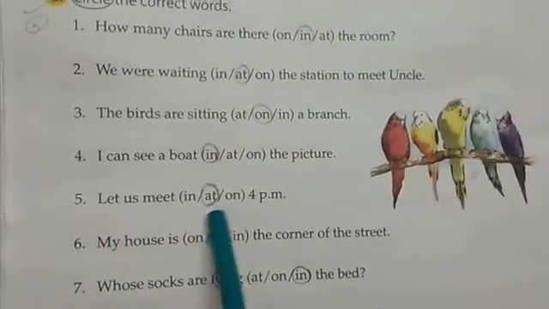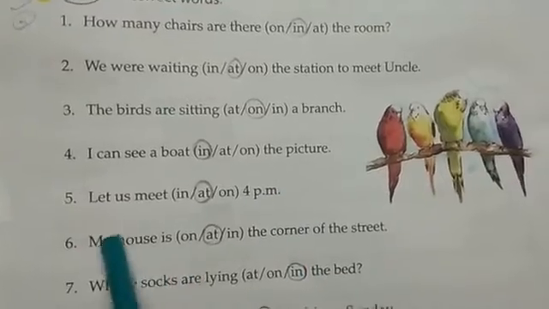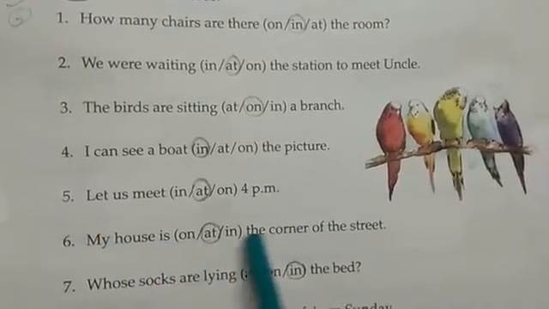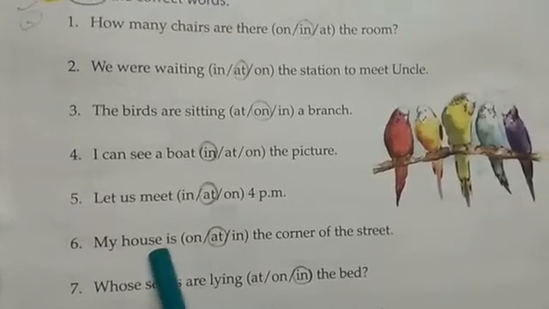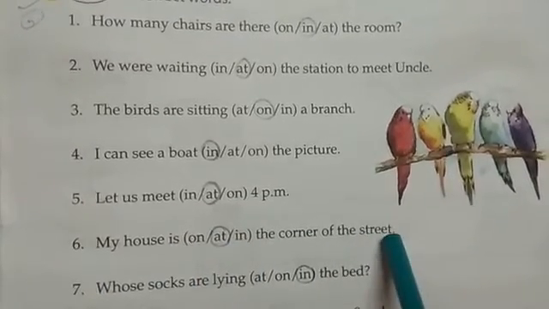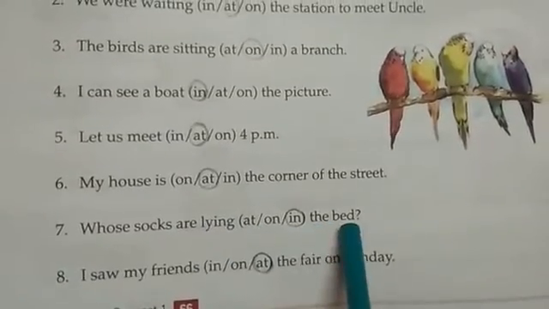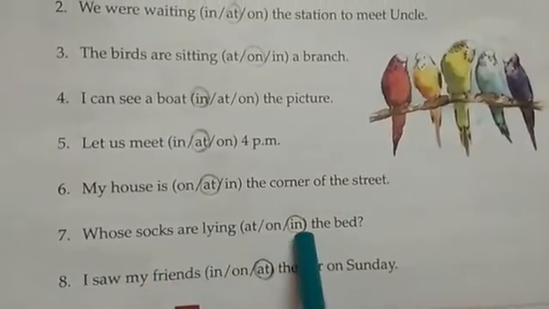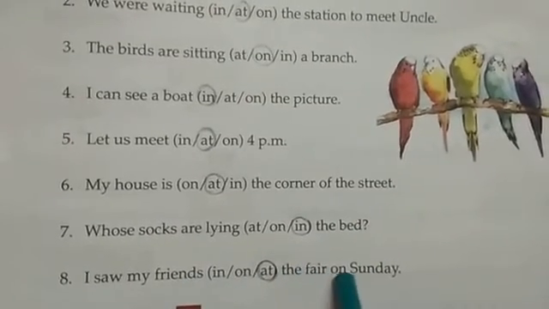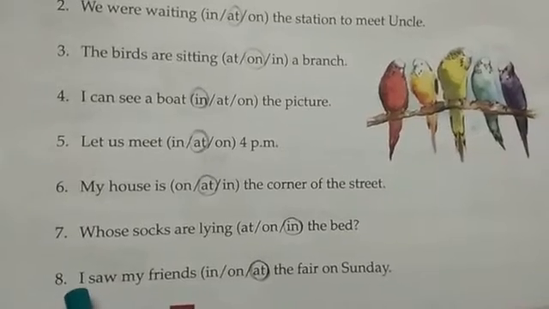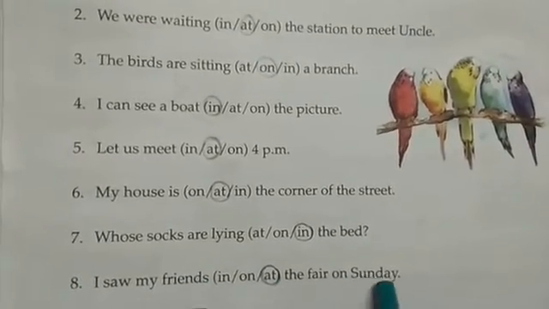Let us meet dash 4 p.m. Let us meet at 4 p.m. My house is dash the corner of the street. So the correct word will be my house is at the corner of the street. Number 7. Whose socks are lying dash the bed? Whose socks are lying in the bed? I saw my friends dash the fair on Sunday. So the correct one will be I saw my friends at the fair on Sunday.